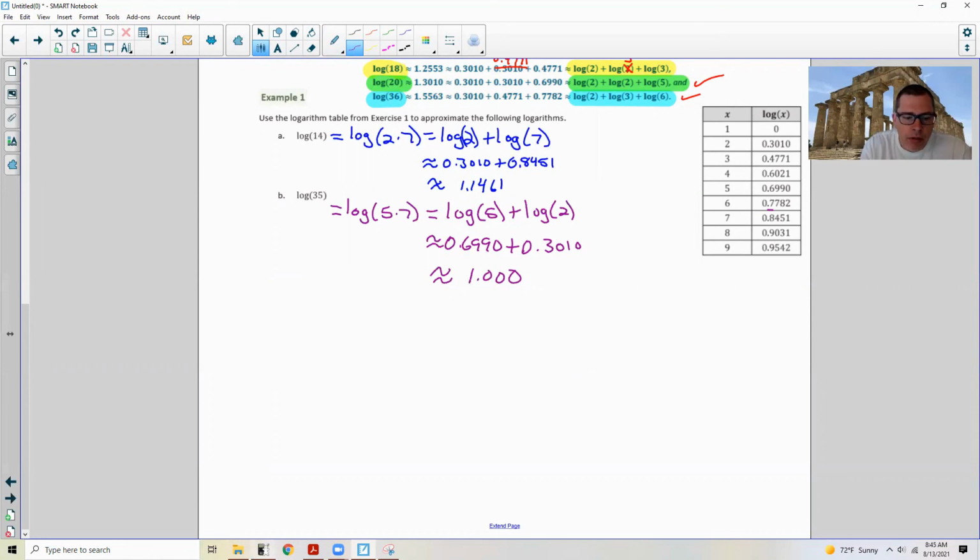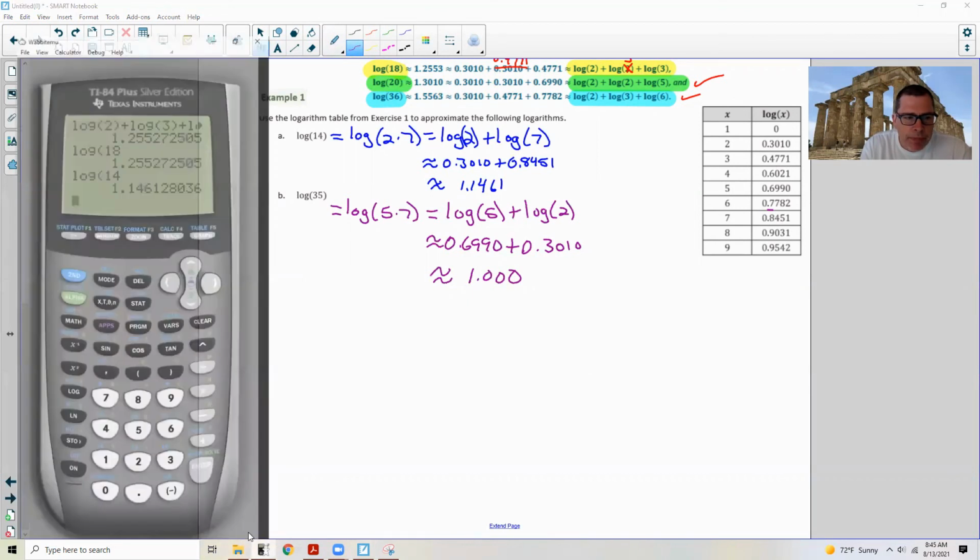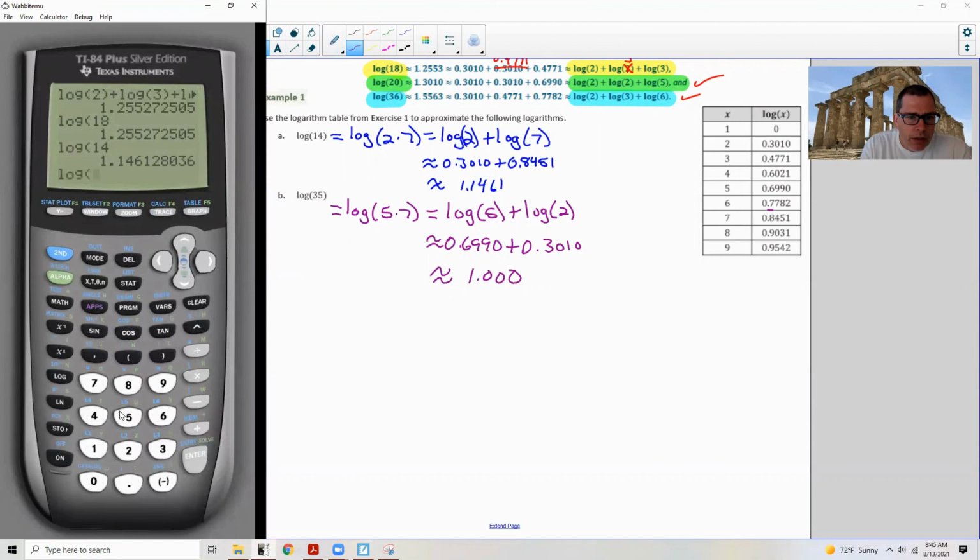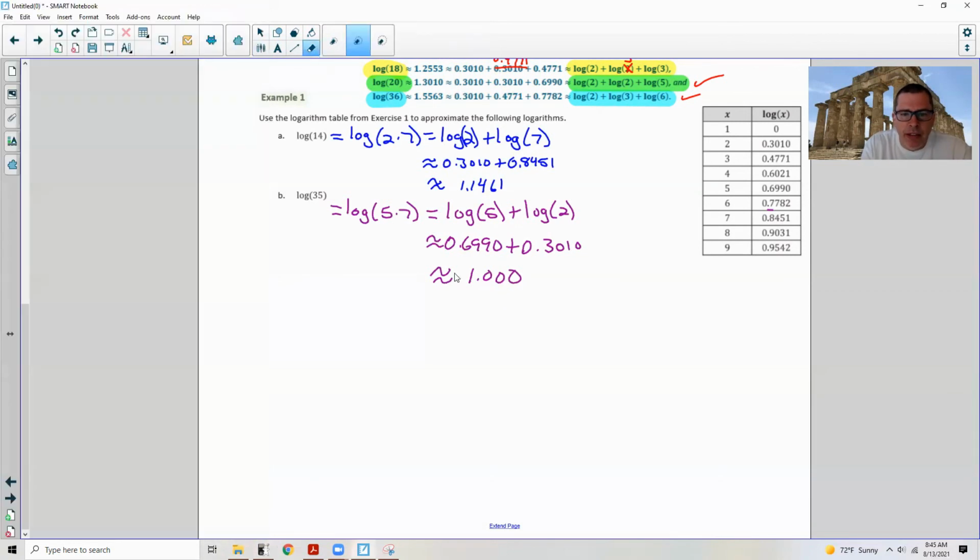Huh. Am I right? Let's check. The log of 35. What did I do wrong? 5 times 2 is 10. No wonder I got that answer. My fault. All right, so anyway, that's supposed to be log 7, which is 0.8451. Hopefully you were doing this and saying, dude, you're not doing it right.